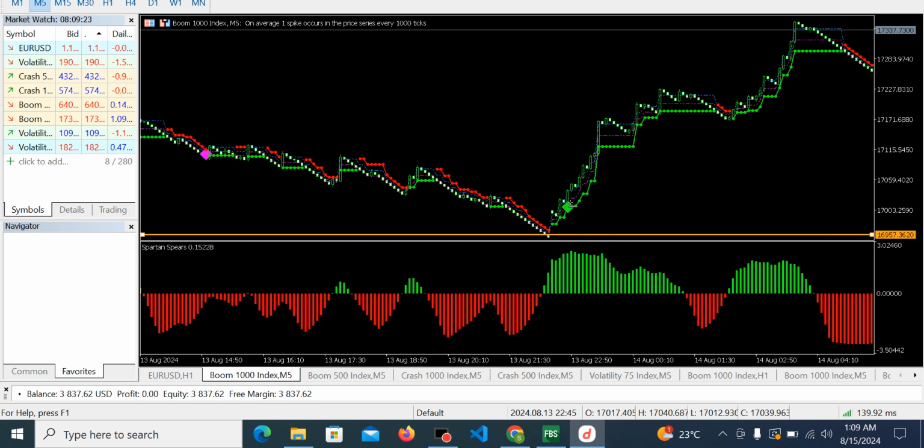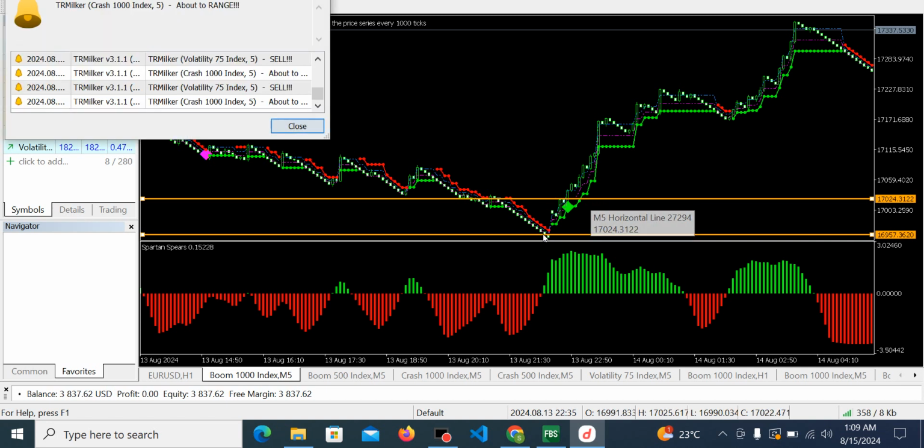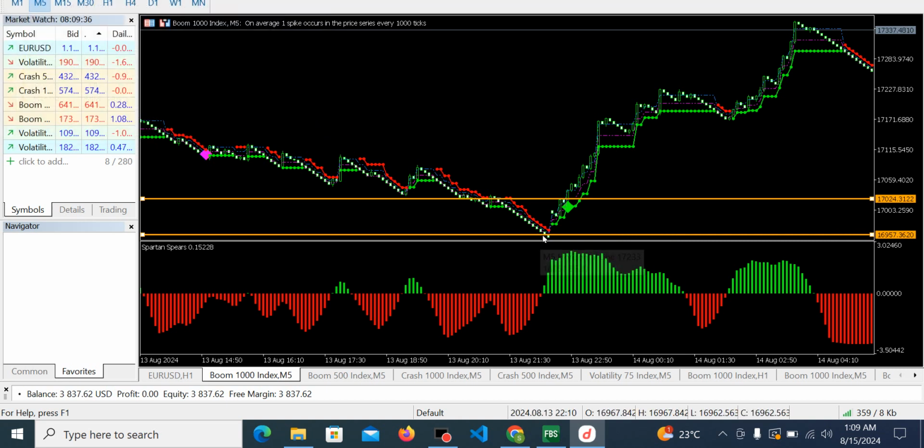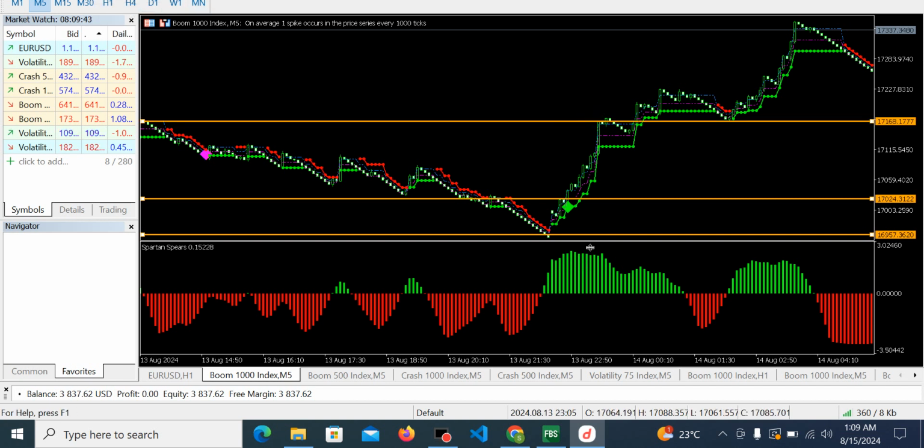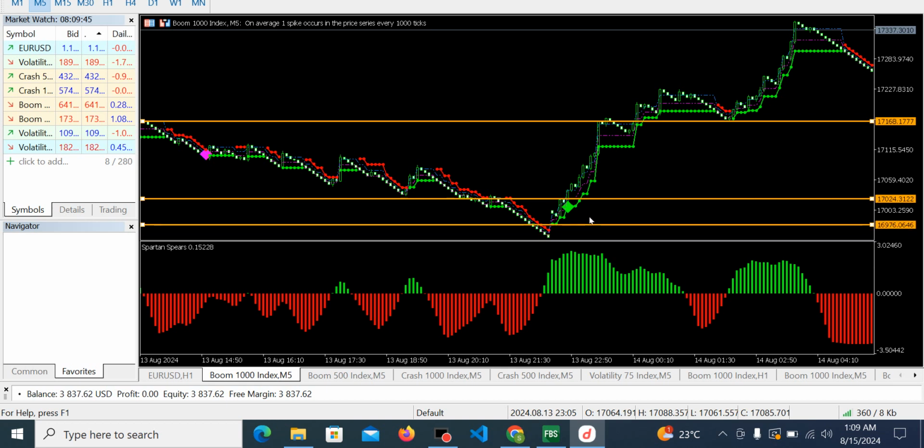We got the uptrend signal, and of course we need a buy signal, so we got it around here. All you need to do is come in and place your order somewhere here while you put your stop loss at this point. Okay, so this is very important, and as you can see, this gave us lots of profit at the end of the day.